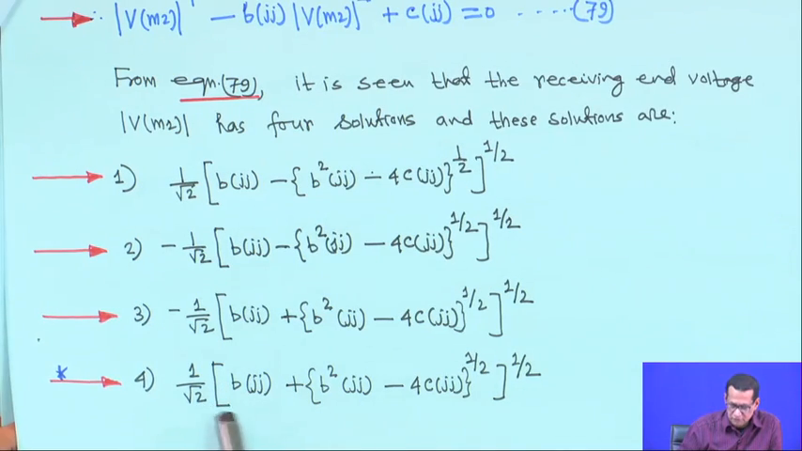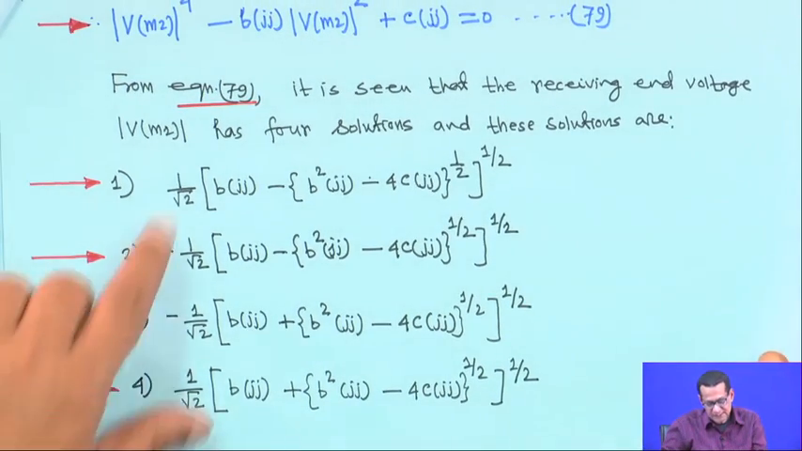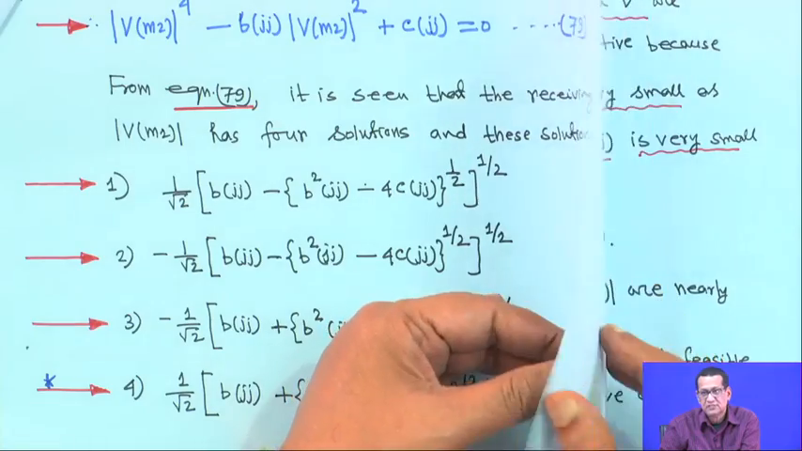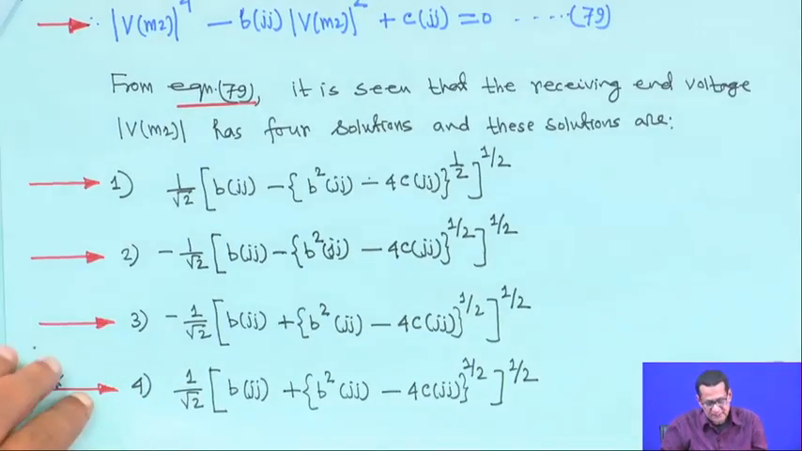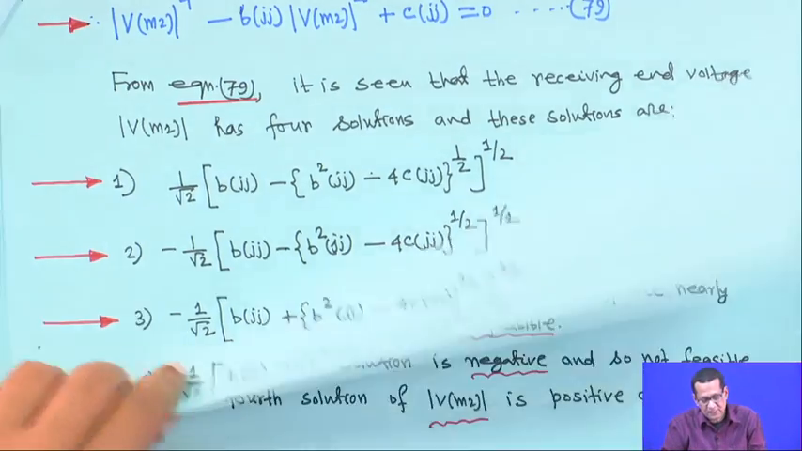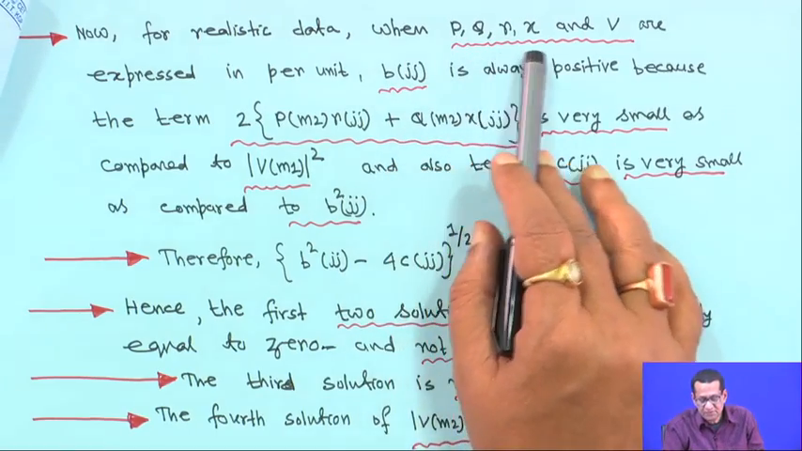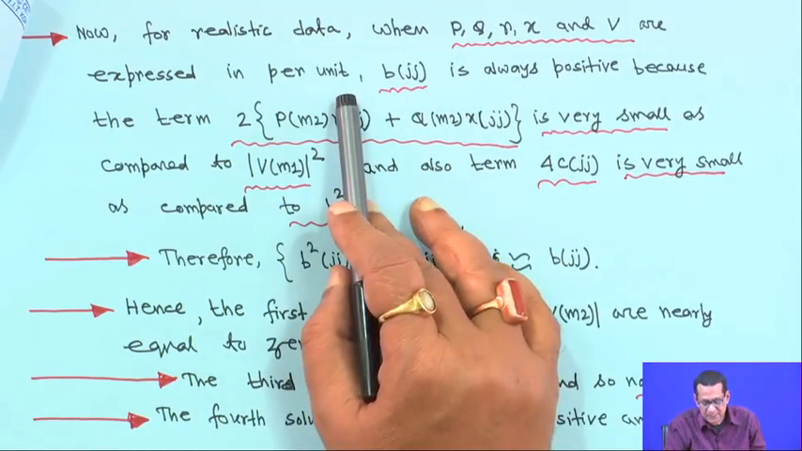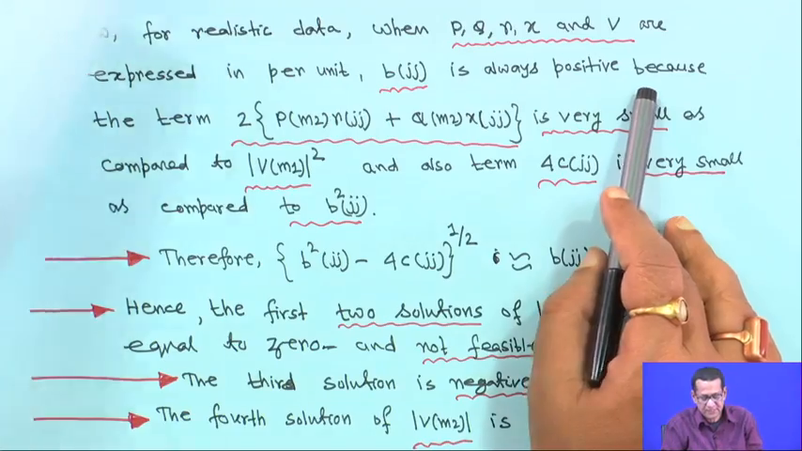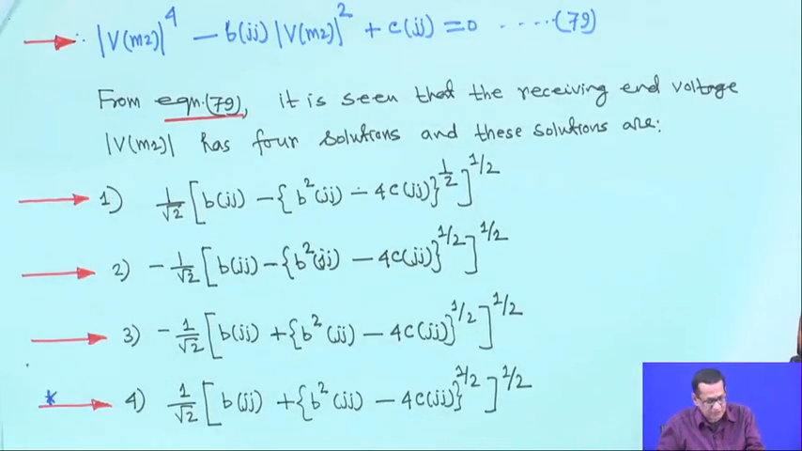Therefore, it is 1 upon root 2 bjj plus b square jj minus 4cjj to the power half, right. So, that means these first three solutions are infeasible solutions. Only this one is the feasible solution. Why? Look, for realistic data, when P, Q, R, X and voltage are all expressed in per unit, that bjj is always positive, right. That means your bjj will always be positive.